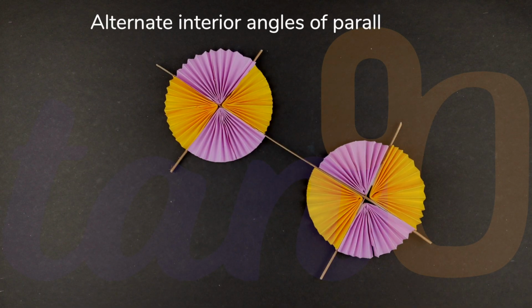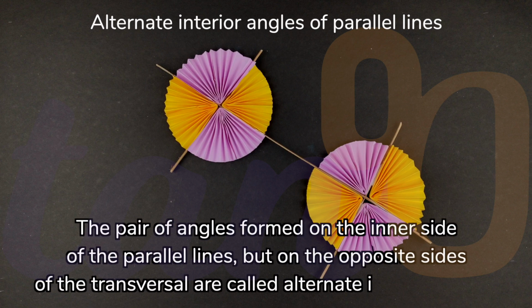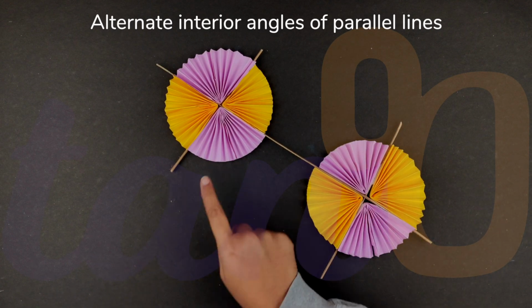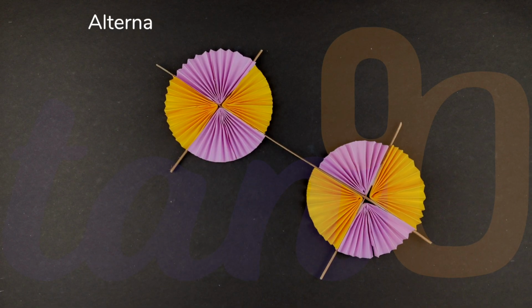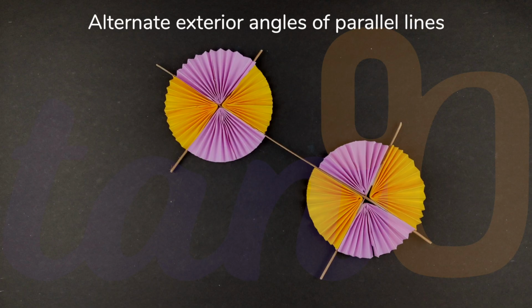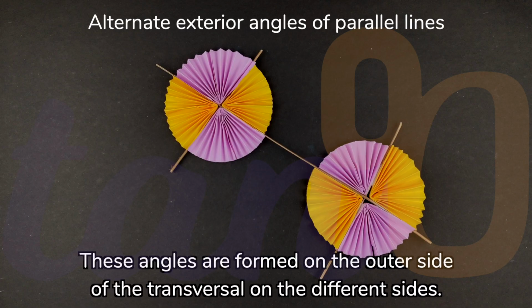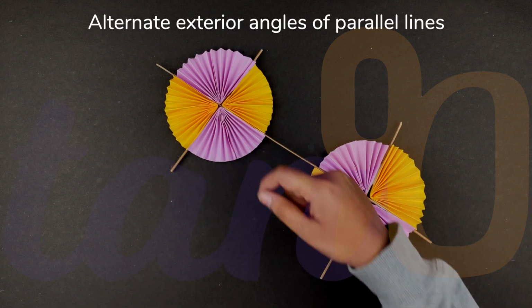Alternate interior angles of parallel lines. The pair of angles formed on the inner side of the parallel lines but on the opposite side of the transversal are called alternate interior angles. Alternate exterior angles of parallel lines. These angles are formed on the outer side of the transversal on different sides.